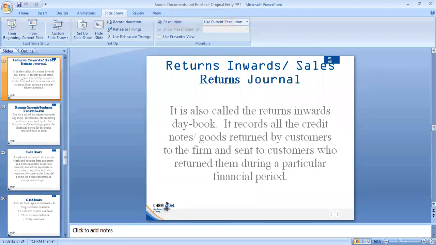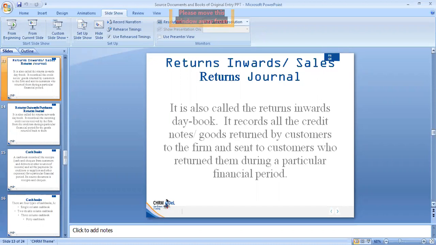Here you'll find that its source document is actually the credit note. Remember we said the credit note is normally issued when goods have been returned. So all the carbon copies of the credit notes that we issued to our customers who returned goods are going to assist us in preparing that particular journal.